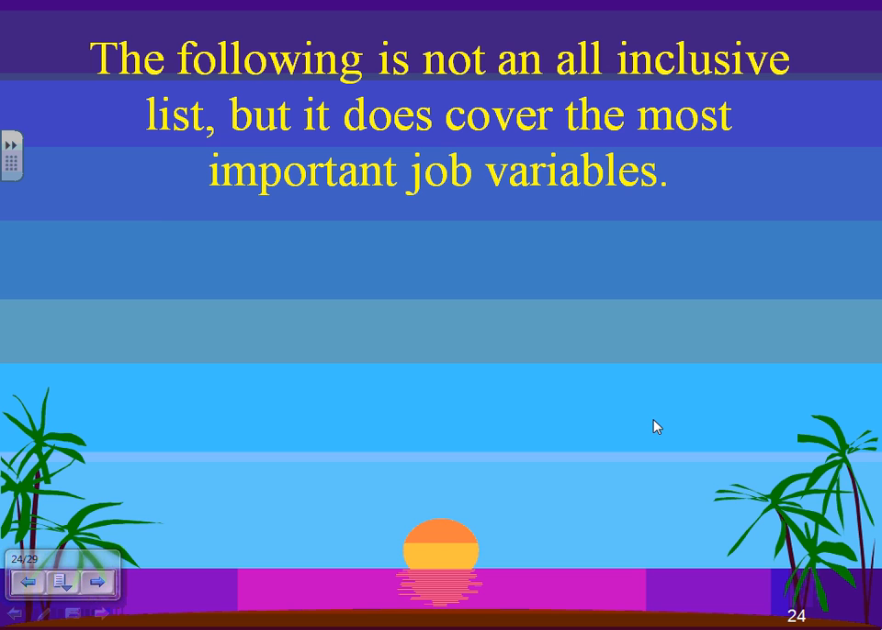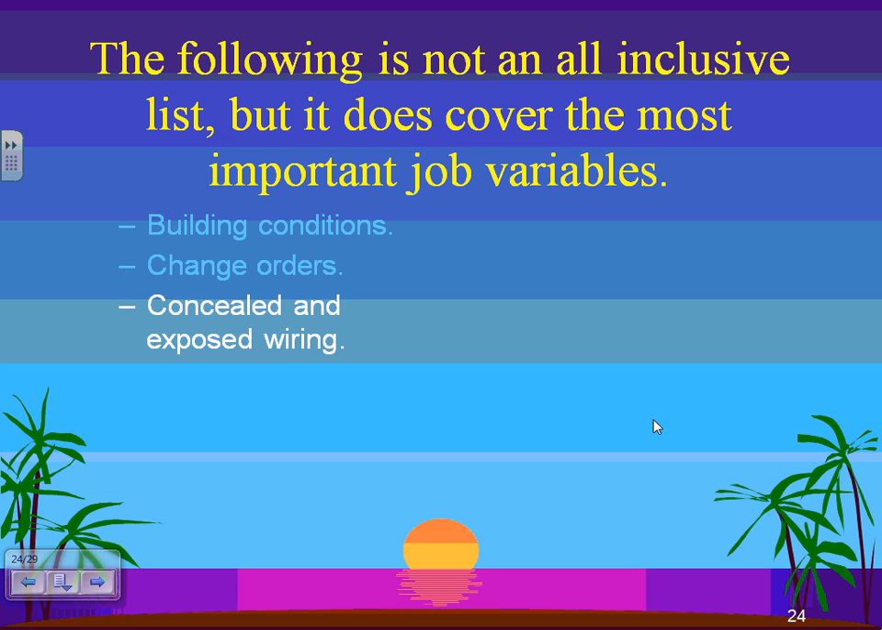So this is the things that you have to keep in mind if you need to up the labor unit or not. Building condition. Do you need access to the building? Is the building heated, non-heated? A lot of these things. Change orders. Do you have change orders in the job? Concealed or exposed wiring. Construction schedule. These are things to keep in your mind. Do I really want to go overall and adjust 10%, 5% or not?